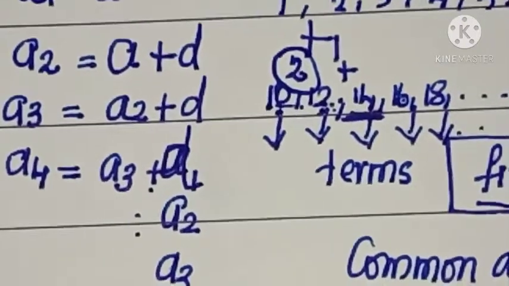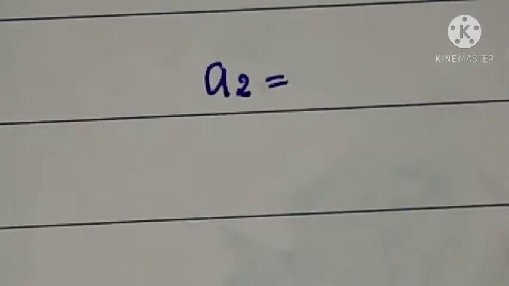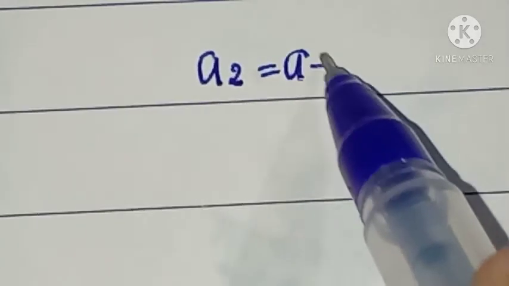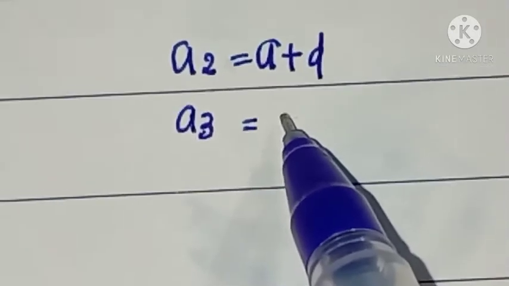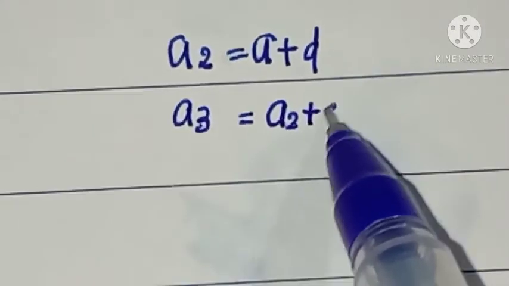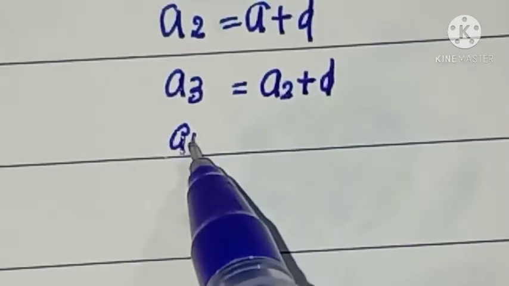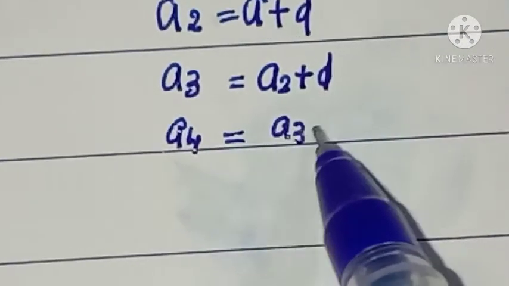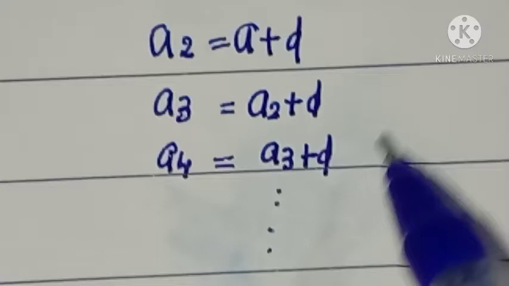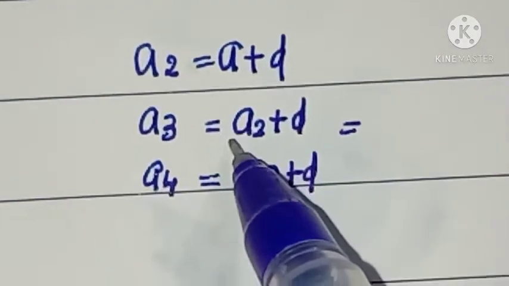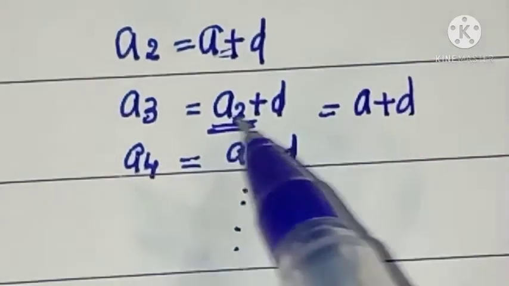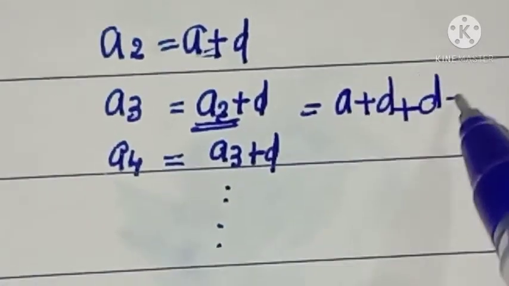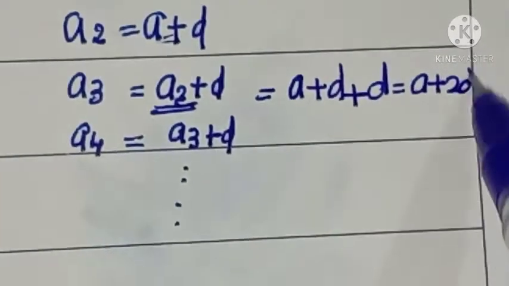Listen. The second term is obtained as a plus d, the first term plus the common difference. The third term is the second term plus the common difference. The fourth term is the third term plus the common difference, etc. Here the third term can be written as a plus d, then plus d, that is a plus 2d.